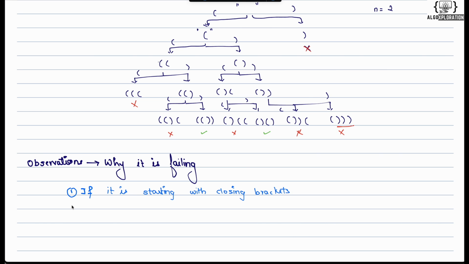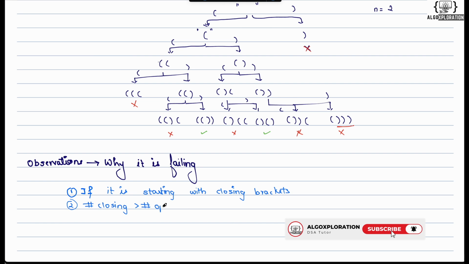Okay, the second observation would be, see, this is failing and this is also failing. By looking at these two, we do see that the number of closing brackets is greater than the number of opening brackets. So at that time this will fail, if the number of closing is greater than the number of opening brackets.